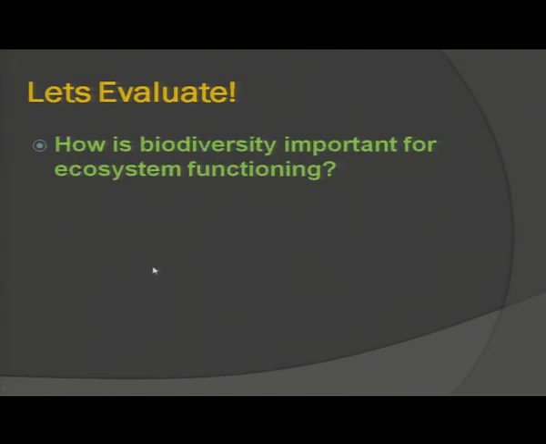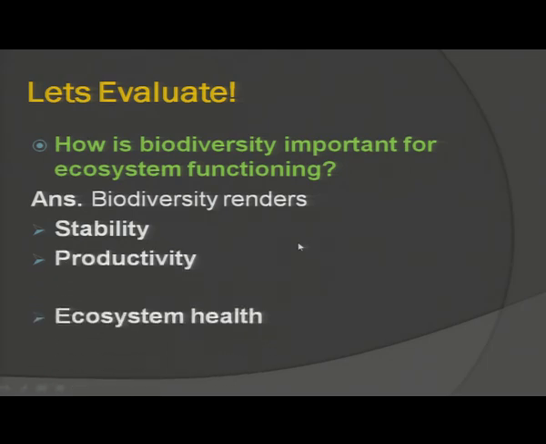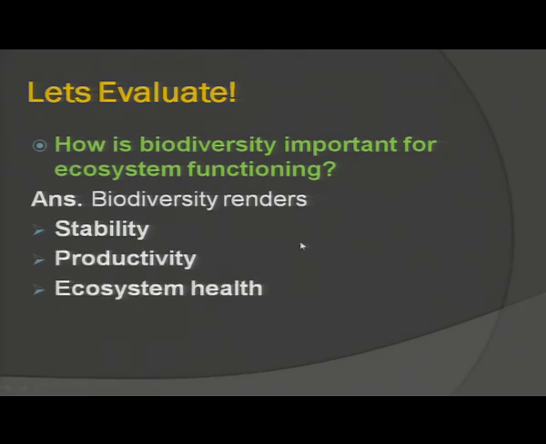How is biodiversity important for ecosystem functioning? Biodiversity is important for ecosystem functioning because it renders stability, it renders productivity, it ensures ecosystem health, and it also provides resilience to that particular community.